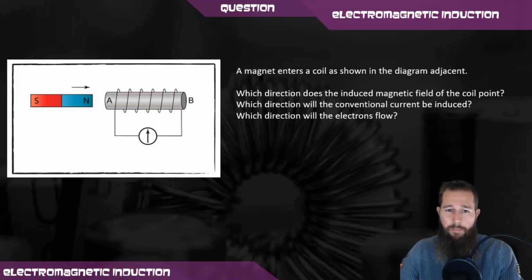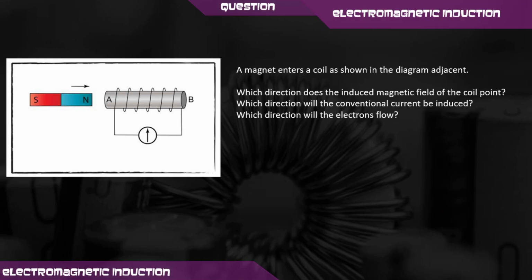As this magnet is moving to the right into the coil, which direction does the induced magnetic field of the coil point? Which direction will the conventional current flow? And which direction will electrons flow?